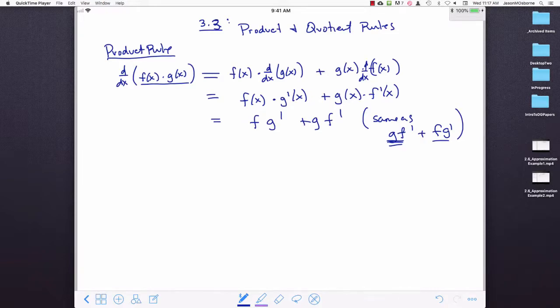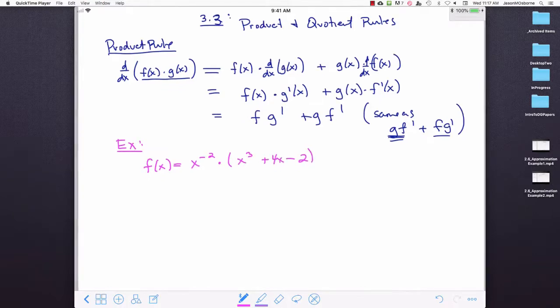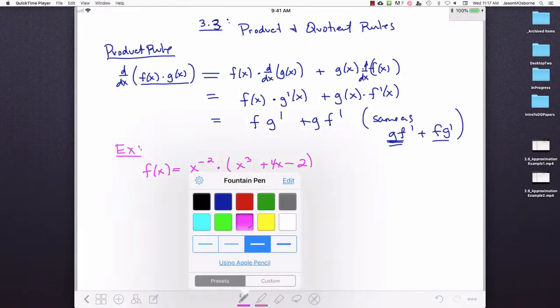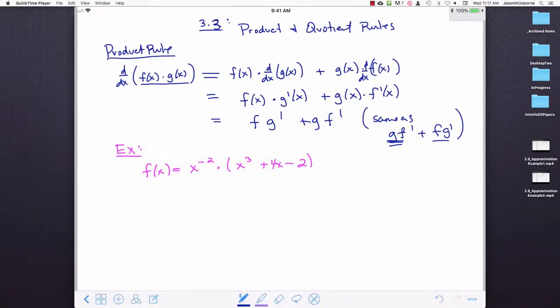Okay, and as an example here, just another example of a product rule, just to make sure we're all on the same page, we could have done the function f of x is x to the negative 2 multiplied by x cubed plus 4x minus 2. Now there are a couple of ways to approach this problem. I'll show you method 1 of 3. I can think of 3 different ways to solve this. We'll do the first method first.